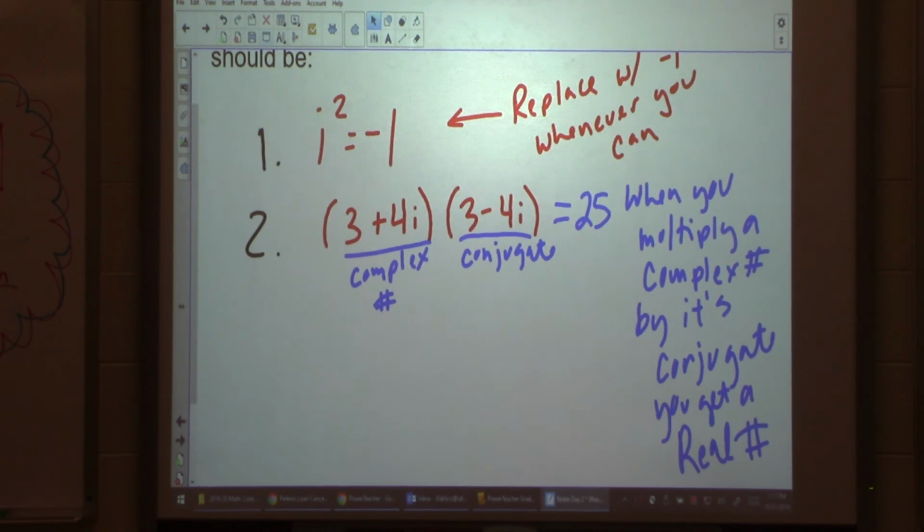Okay. We got here at 25. We have an exit slip. Yes. There are 4 problems.